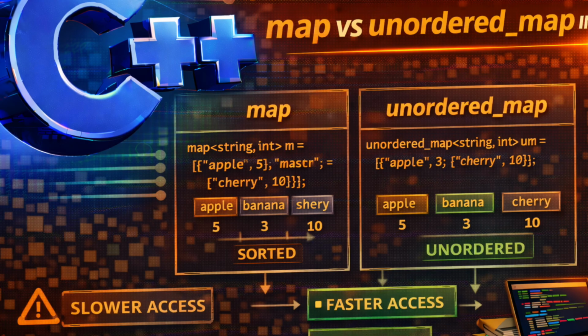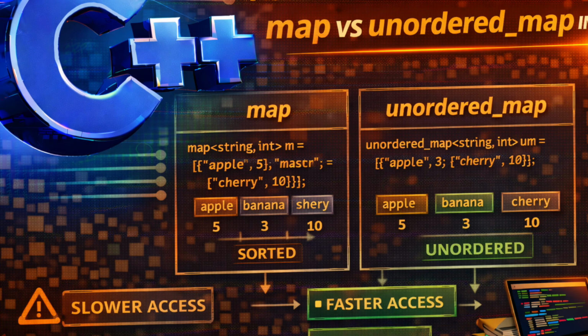Right, and this is the critical distinction from, say, a vector. The standard map is automatically sorted based on those keys. Automatically. So it keeps itself perfectly ordered all the time. All the time, which is a fantastic feature if you need ordered output, like for a report or an alphabetical list. But wait a minute. If the container is constantly sorting itself, and you could have millions of entries, and you're inserting new ones, doesn't that create a huge performance bottleneck?